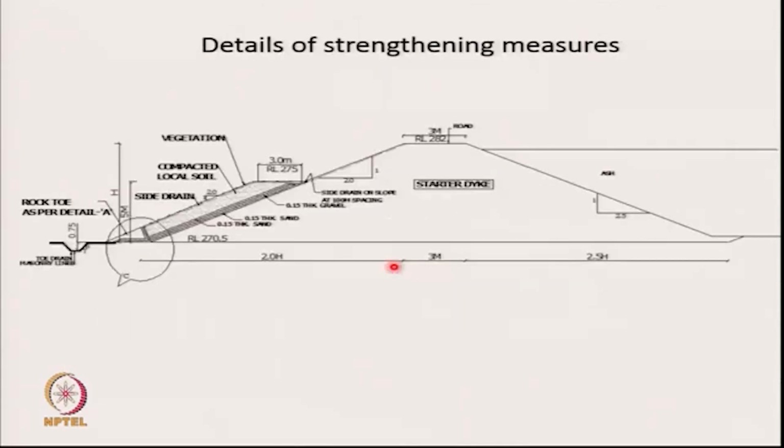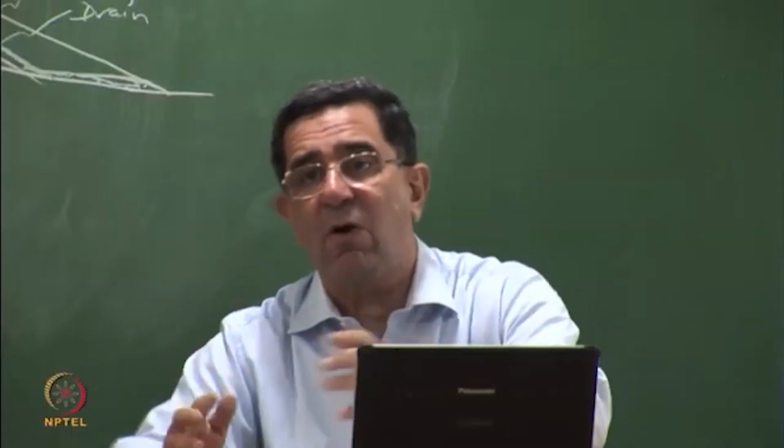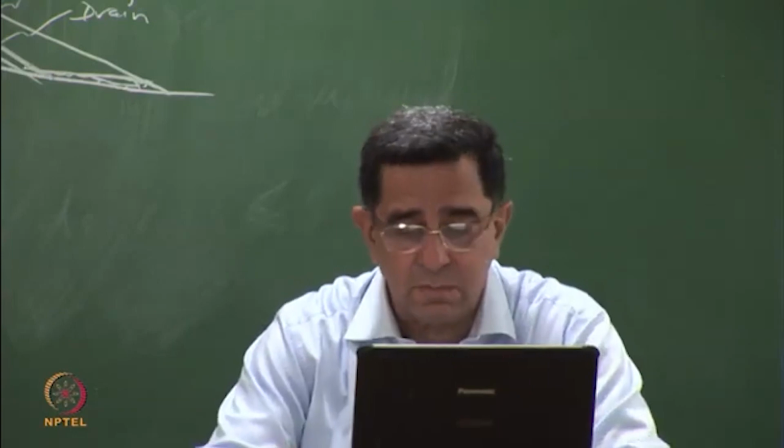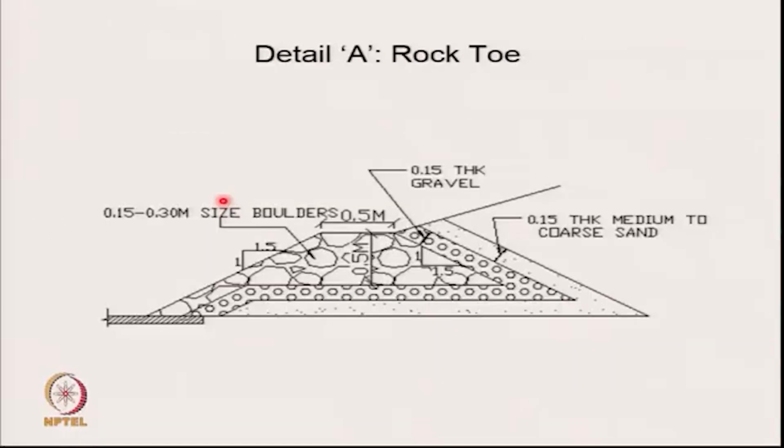Let me go back. I am looking at this. Now you can always make the stabilizing berm of cobbles and boulders, but cobbles and boulders are not easily available. They are very expensive. So you have to make use of the local soil or the material in the pond, which you can do for the stabilizing berm. So the stabilizing berm is made of the same material, and this is the rock toe.